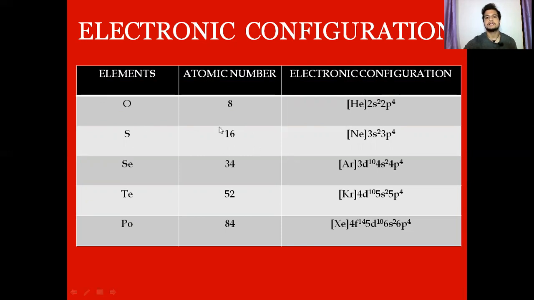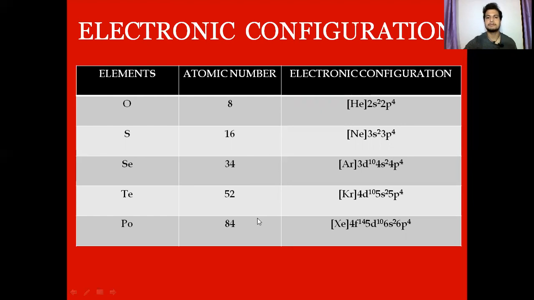Sulfur is atomic number 16, which we can write as 1s2, 2s2, 2p6, 3s2, 3p4, or instead of writing the long configuration, we can write in short as Ne, which stands for 1s2, 2s2, 2p6, and 3s2 3p4 is the outer shell configuration. In the very same way for selenium, we can write argon 3d10, 4s2, 4p4. Tellurium we can write as krypton 4d10, 5s2, 5p4, and polonium as xenon 4f14, 5d10, 6s2, 6p4. Their atomic numbers are 8, 16, 34, 52, and 84.